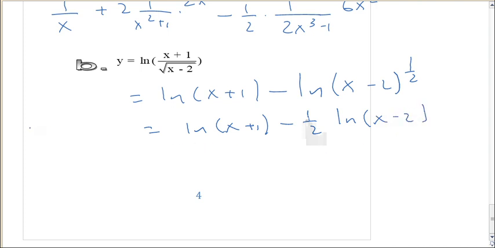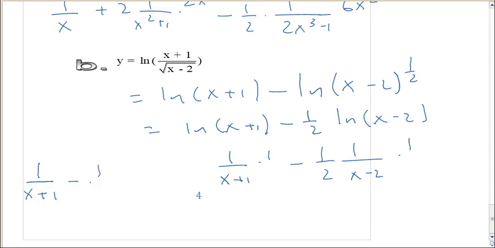Okay, let's use our rule for differentiation. This will just be 1 over x plus 1 times the first derivative, which is 1, minus 1/2, and then the rule again, 1 over x minus 2 times 1, and then basically you can simplify. If you simplify it a little bit more, you get 1 over x plus 1 minus 1 over 2x minus 4, and you'd have to find the least common denominator and then simplify it even further.